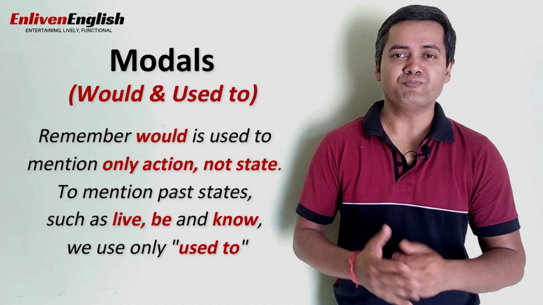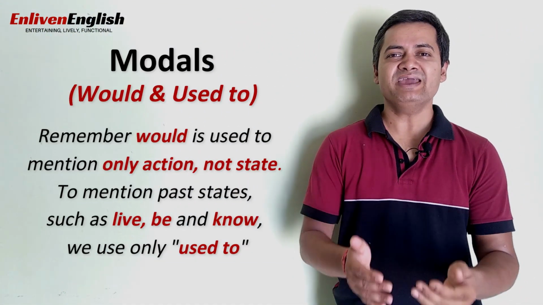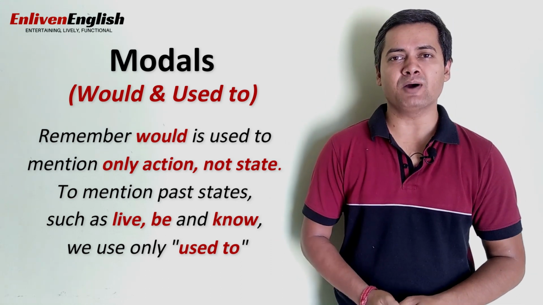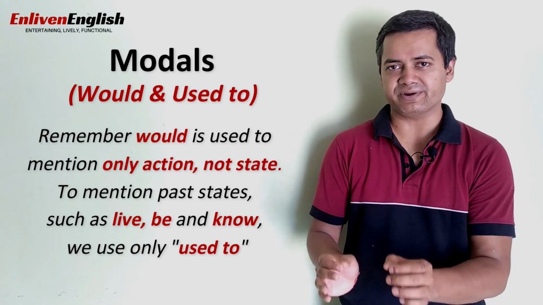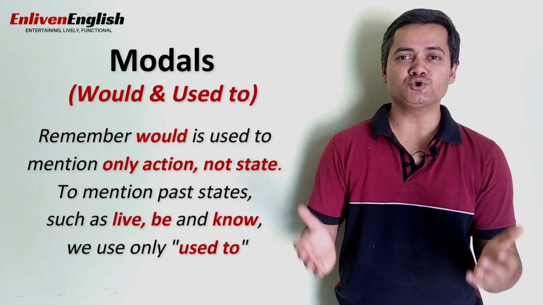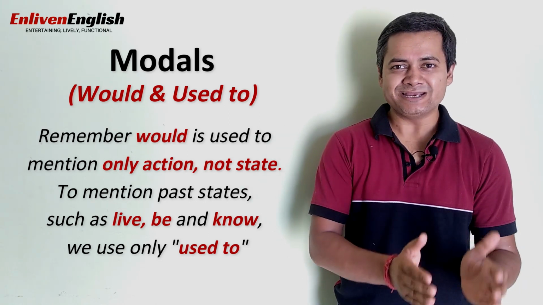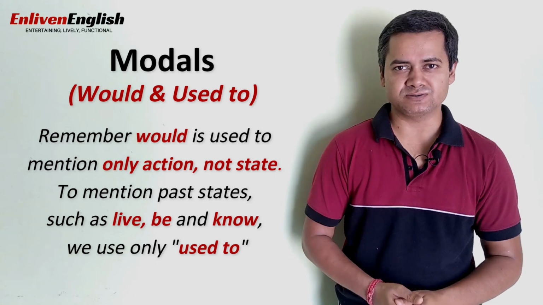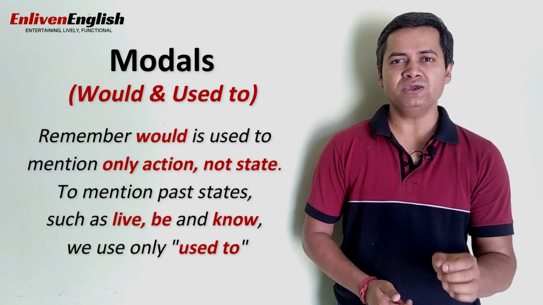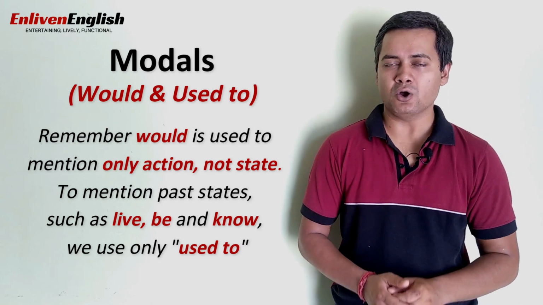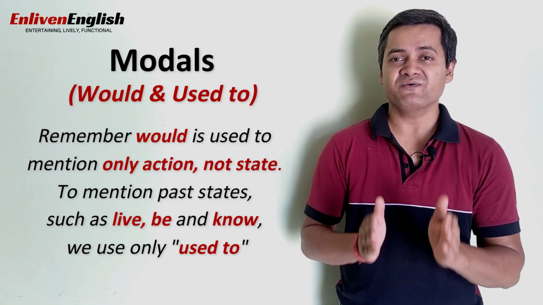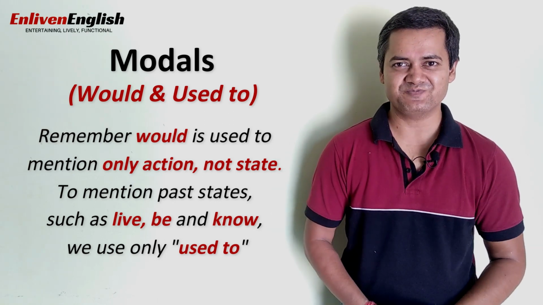Now here's another important point to remember. While we have the liberty to use used to and would interchangeably to talk about past repeated actions or activities, we cannot use them interchangeably when we want to talk about a continued state of being or situations. To mention a state of being or situation, we use only used to, not would. This is an important point that we need to register. For that, we need to see some examples.